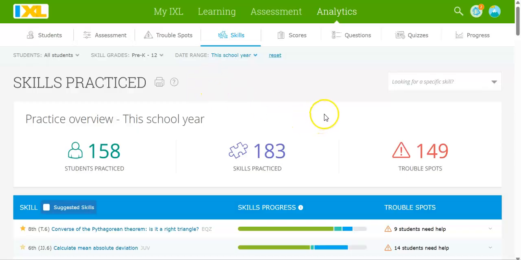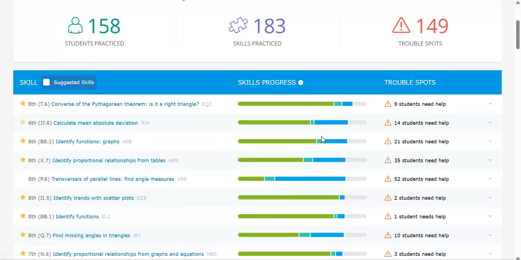Now, you're going to see all the skills for all your students. This teacher has 158 students. They've practiced 183 skills, and there are 149 trouble spots. You can click here to go see those trouble spots or go back to analytics to see those trouble spots. But for now, let's take a look at all the skills.